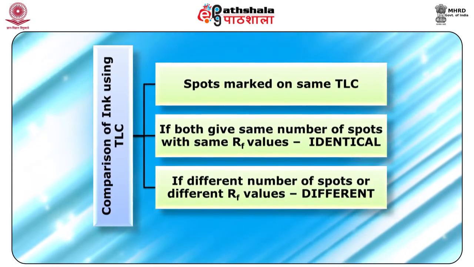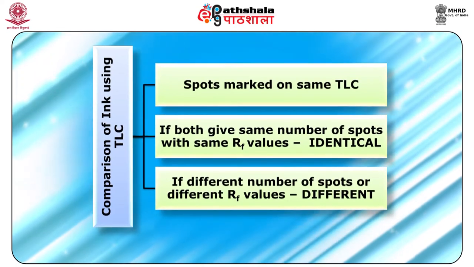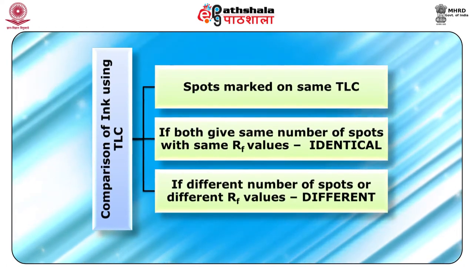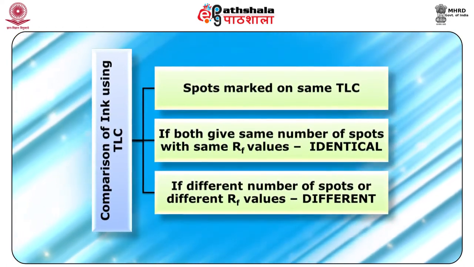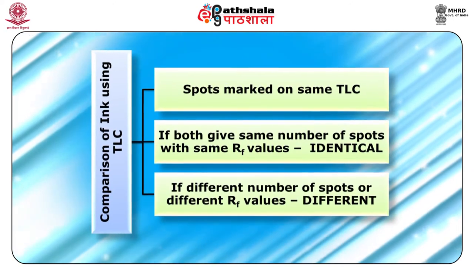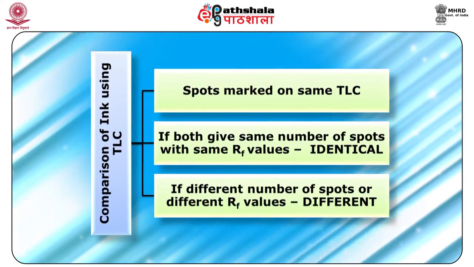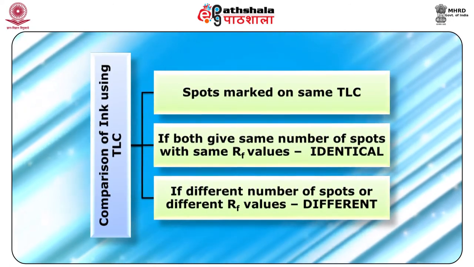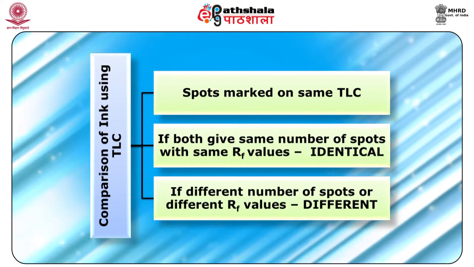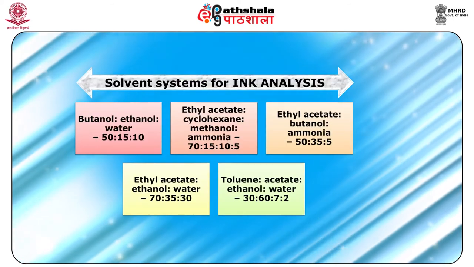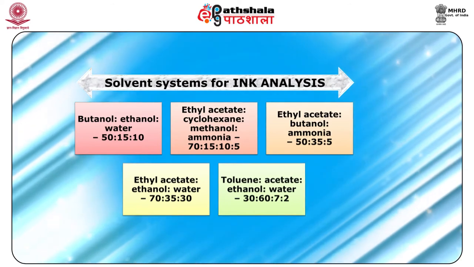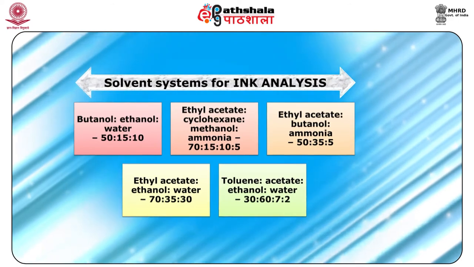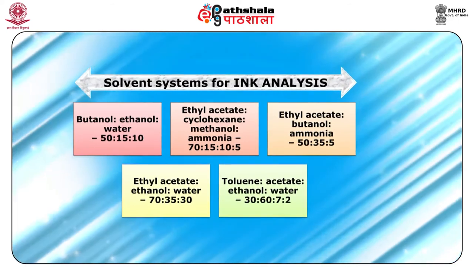For differentiating two inks, their spots are marked on the same TLC plate, and if these samples show the same number of spots with the same RF value and colors, then the two inks are identical in their dye composition, otherwise not. RF value is defined as the distance traveled by the component divided by the distance traveled by the liquid moving phase.